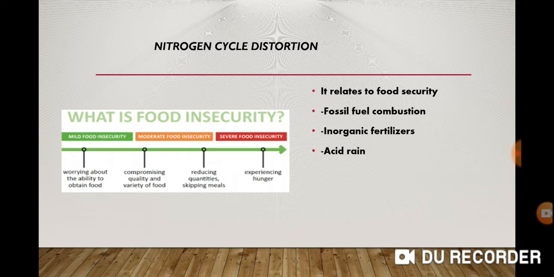Mild is worrying about the ability to obtain food. Moderate, comprising quality and variety of food, and then it's also characterized by reducing quantities or skipping meals so as to save food for tomorrow. And then we'll also have severe food insecurity, experiencing hunger, which happens in other African countries.